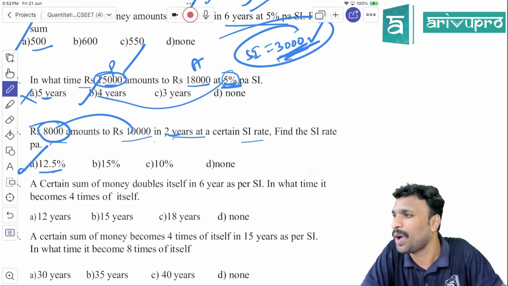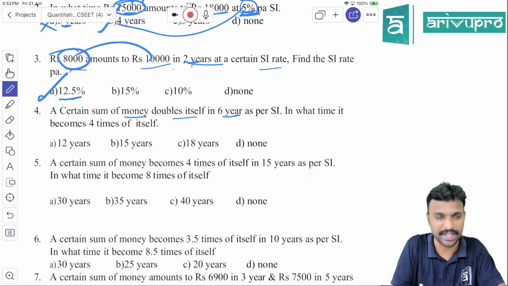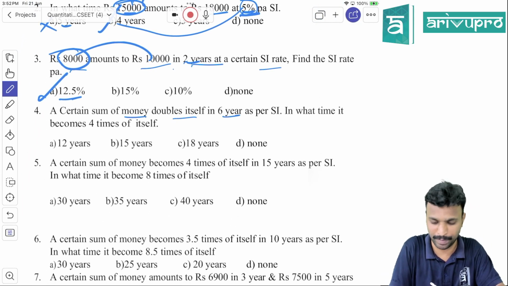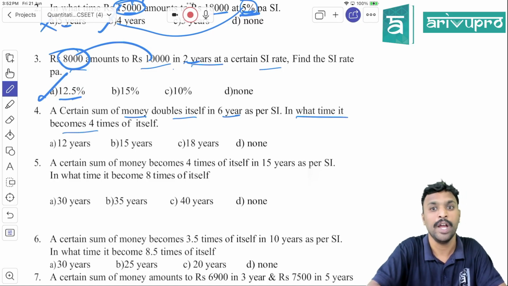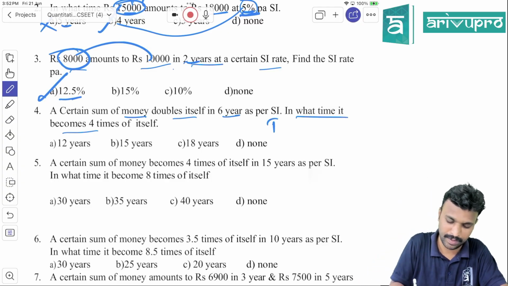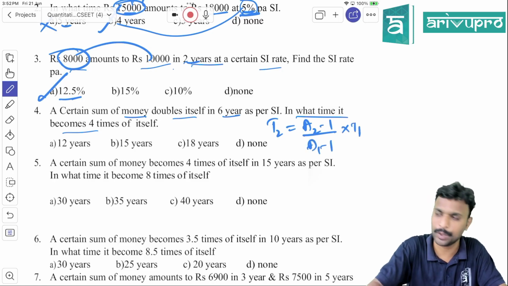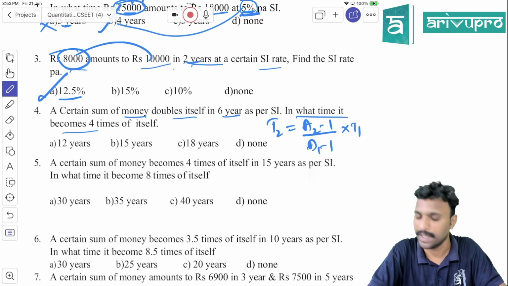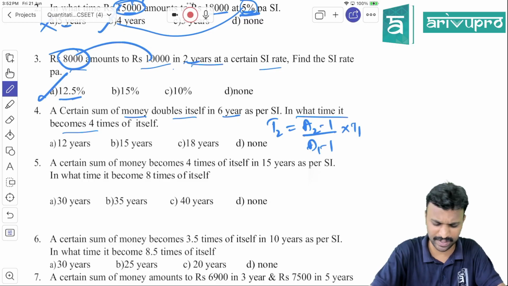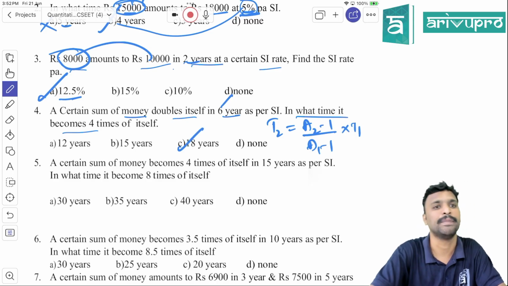Optionating method. A certain sum of money doubles itself in 6 years as per SI. In what time does it become 4 times? Two amounts in terms of principal. Shortcut: A2 minus 1 divided by A1 minus 1, into T1. What is A2? 4 minus 1, 3, divided by 2 minus 1, 1. 3 by 1 is 3 only, into T1, which is 6. 3 sixes are 18. Answer C.